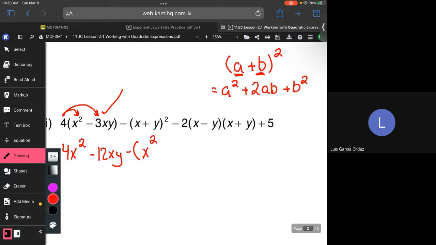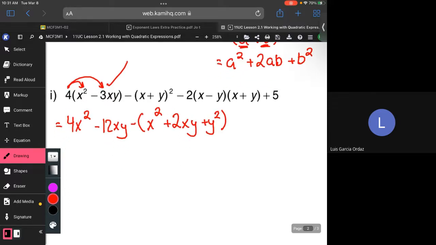Now my middle term, I have to multiply x and y together. So what do I get? Xy, and I have to multiply it by 2. So what's my middle term? 2xy. And what's my final term? Y squared. Good. Now, the next one is easier. Yes, Jade. Yeah, you always multiply the middle by 2.